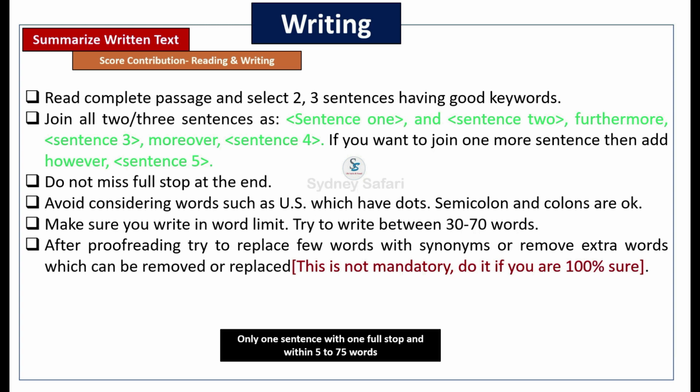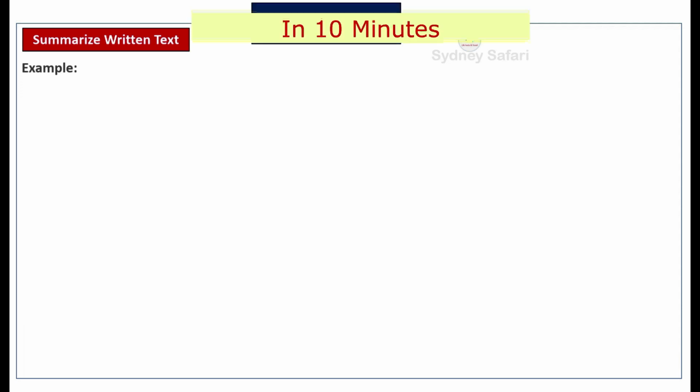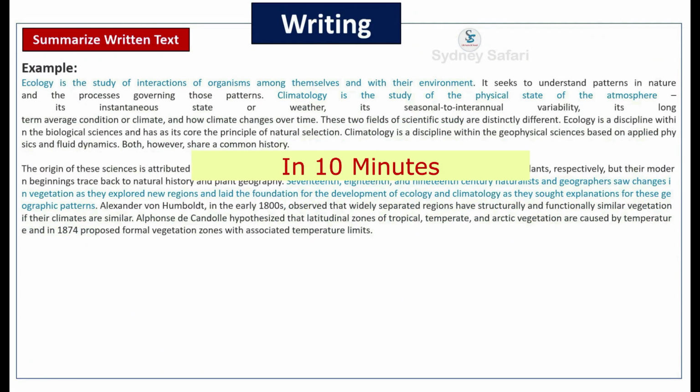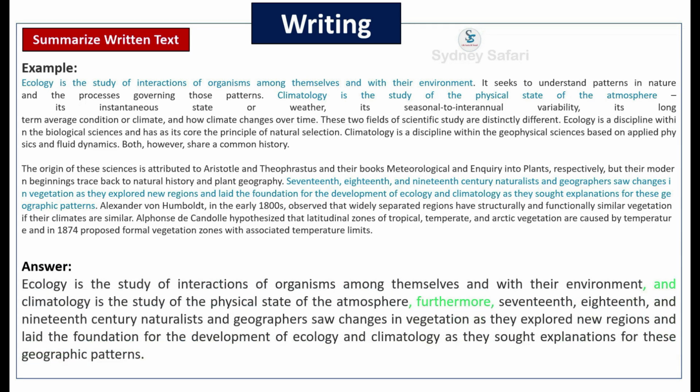Let's see one example. So this is the example and there is a paragraph. You see I have selected 2-3 lines which I thought had good keywords, and this is the answer. You can see I have just used and, furthermore. I have not gone to moreover or however, because using only this I reached around 70 words.